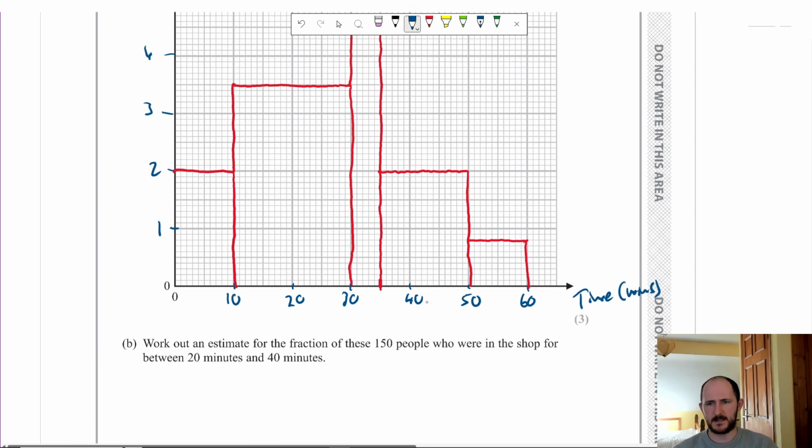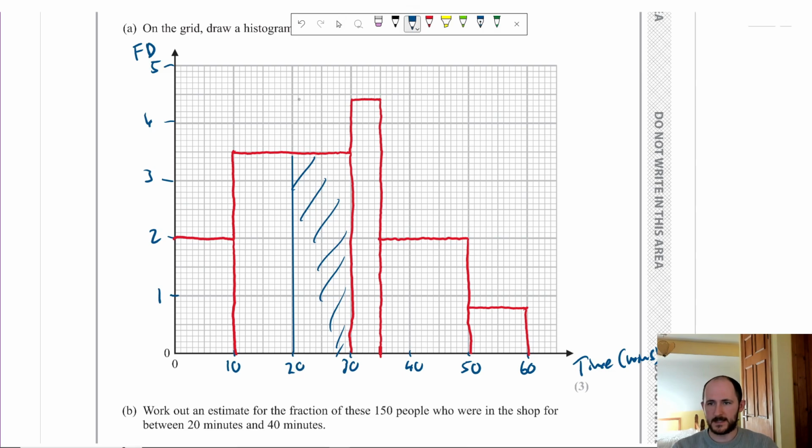So why are they saying an estimate? Well, if you notice, 20 to 40 is not a full bar. So instead, 20 to 40 involves this area. It involves this area. And it involves up to here.